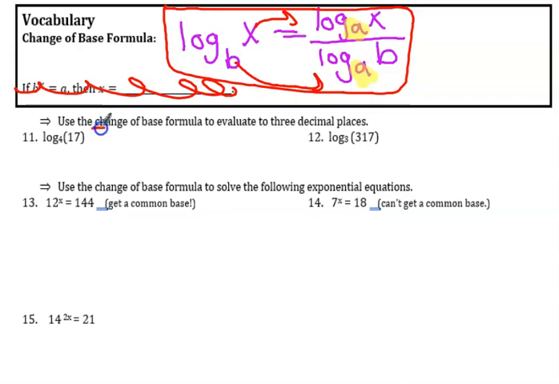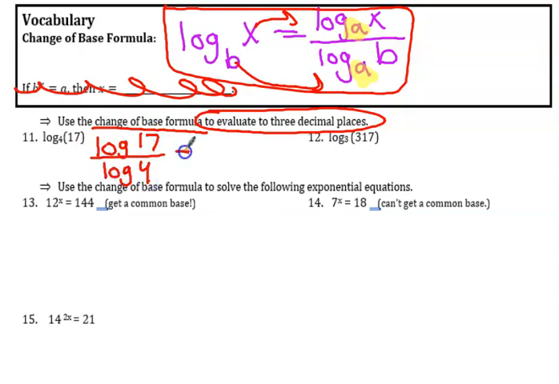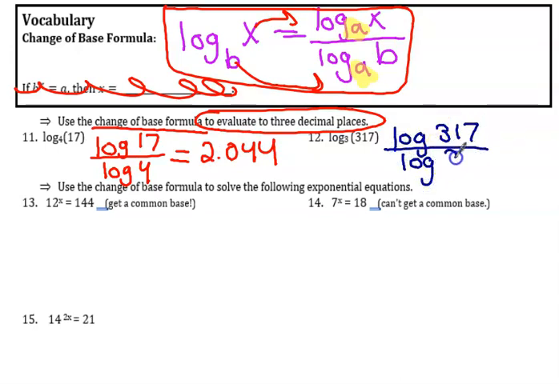So it says use the change of base formula, and then I'm going to evaluate using 3 decimal places. So again, that would be the 1,000th. Okay, so I'm going to break it apart, log 17 over log of 4. So make sure you guys are actually plugging this into your calculator. So then I would have 2.044. Okay, now let's try the next one. So I have log of 317 over log of 3. Try that into your calculator and see what you get.